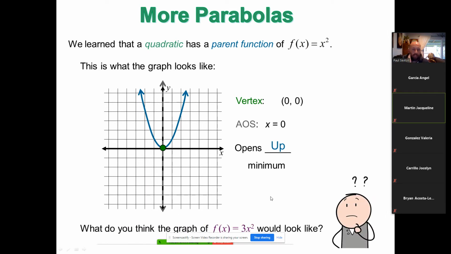Now, what do you think the graph of f of x equals 3x squared would look like? What do you think this 3 would do? So first, let's look at the parent function. Who could tell me what that number is in front of x squared? What's my a value here in front of x squared? What's hidden, that's invisible, that we don't write? That's implied right there. 1. There's a hidden 1. Good. Now, if I change that 1 to a 3, what do you think is going to happen? Just take a guess.